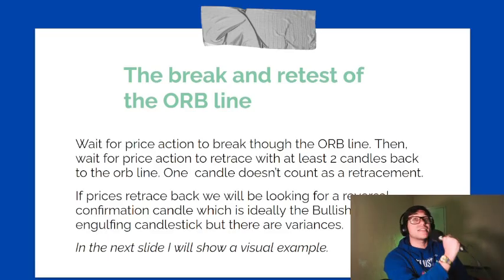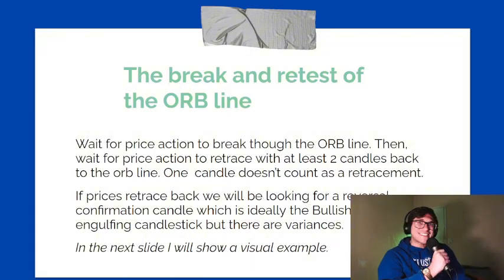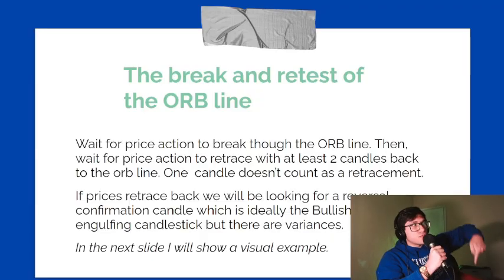What we're looking for is the break and retest of the ORB line. You're going to wait for price action to break through the ORB line and wait for price action to retrace and retest with at least 2 candlesticks retracing down. 1 candlestick does not count as a retracement.